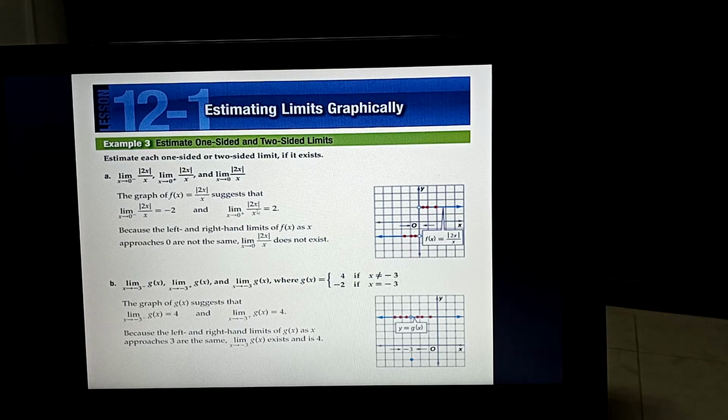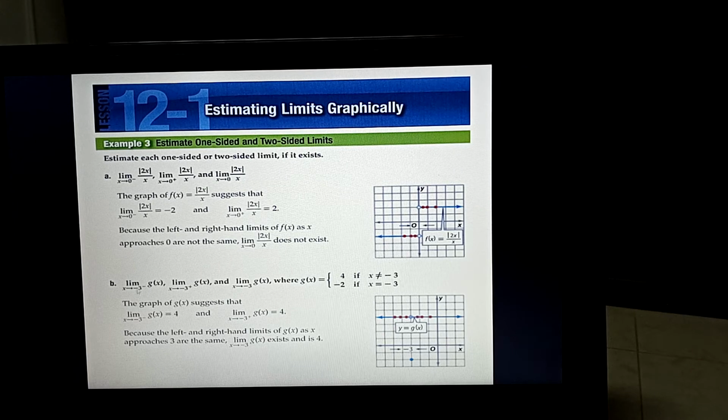When x approaches positive 0 from the right, we can replace 2x, it is positive already, and x is also positive, so positive over positive gives us positive. 2 over 1 equals 2. Look at the limit from the left and the limit from the right. Are they equivalent? No. So the limit of the function absolute value of 2x over x when x approaches 0 does not exist. Look, if I draw the line, I will stop here, remove the pen, and start again from another point.